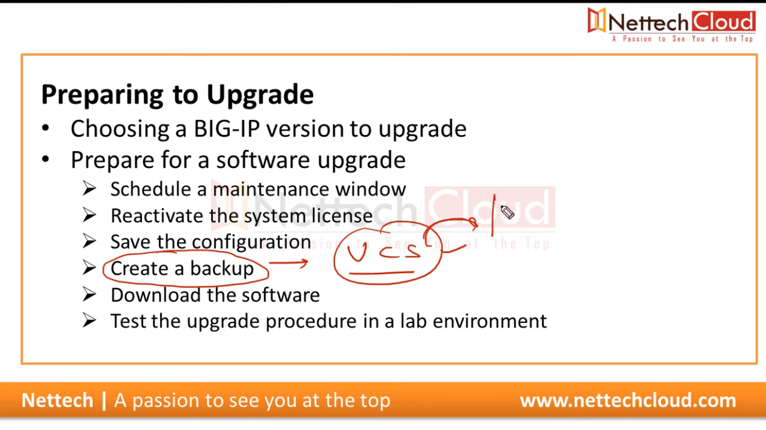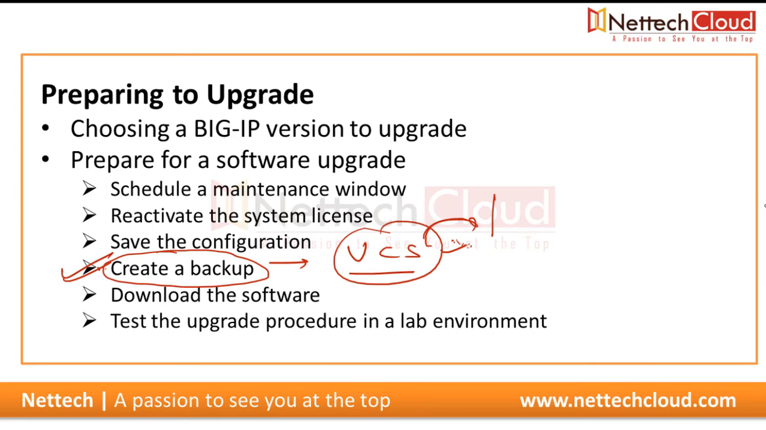So either use WinSCP to copy the UCS file from a BIG-IP system to another remote device, or just download the UCS file, right? So create the UCS and put this UCS file in a remote location, not on the same box. And you know how to take the backup, so I'm not going to talk much about it. UCS and SCF are part of the LTM administration training, so I hope you are all aware of that.